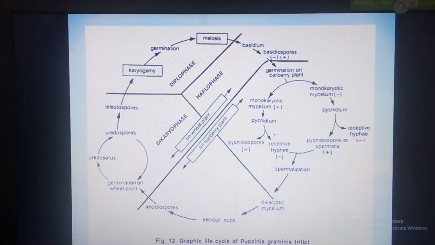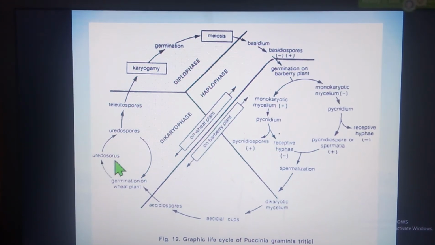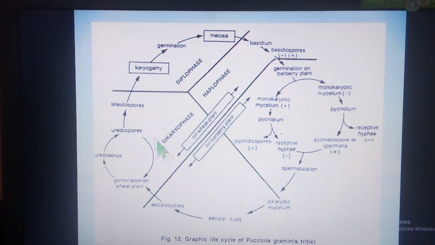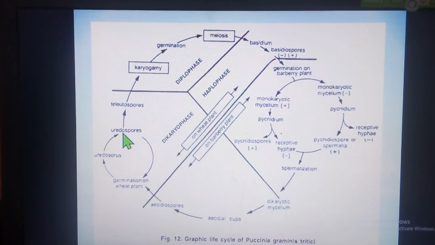You can see here the aeciospores. When they come in contact and germinate on the wheat plant, they form the uredosorus, which produces uredospores, and this process can multiply and happen several times. This is the dikaryophase, because the dikaryotic mycelium forms, and then from the uredospore the teliospore forms, in which the nuclei fuse together.